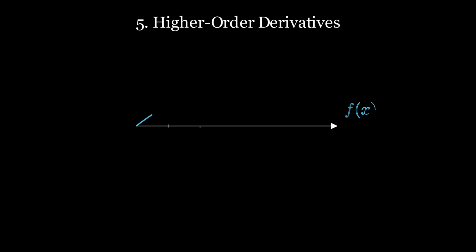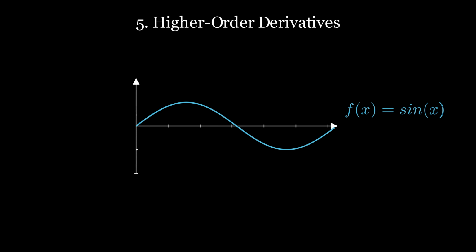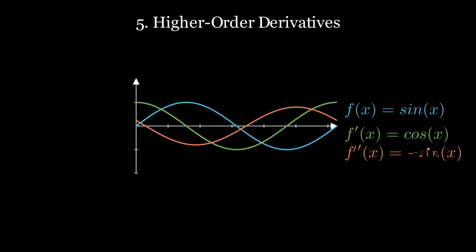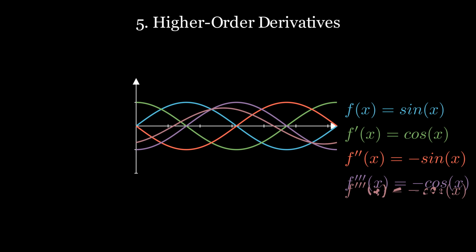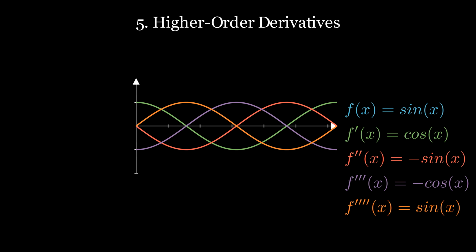Let's explore higher-order derivatives and their fascinating patterns. Consider the sine function. Its first derivative is cosine, representing how the sine function changes at each point. The second derivative brings us back to negative sine, showing how the rate of change itself is changing. This represents acceleration in physical terms. The third derivative gives us negative cosine, known as jerk in physics, measuring how acceleration changes over time. Remarkably, the fourth derivative completes the cycle, bringing us back to the original sine function.